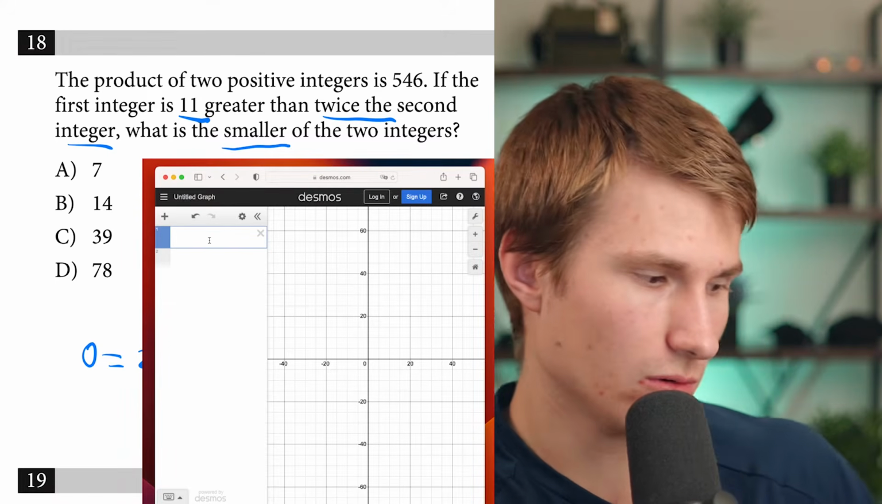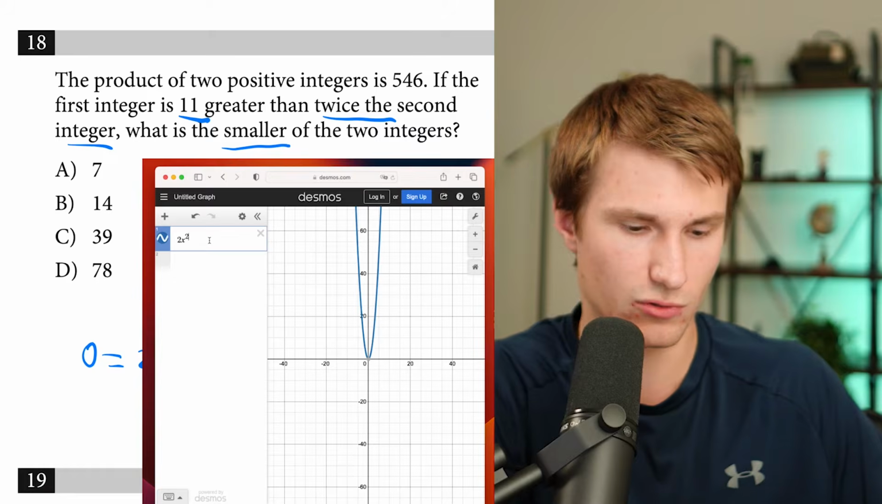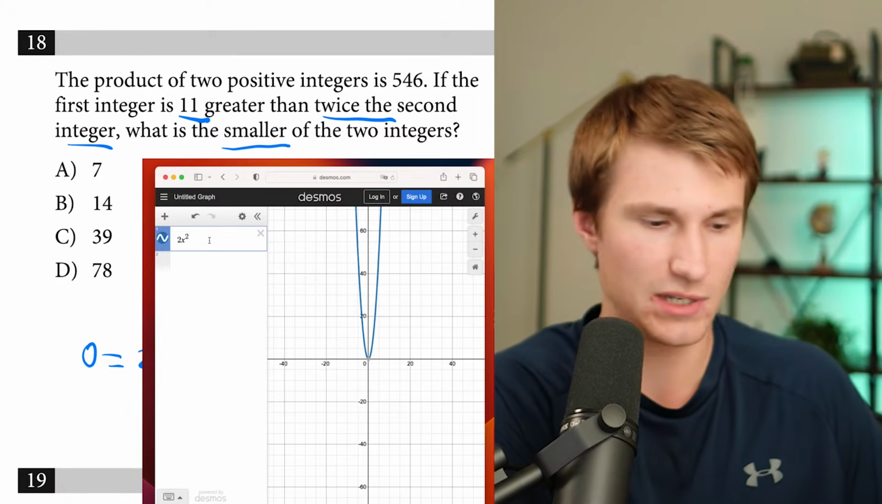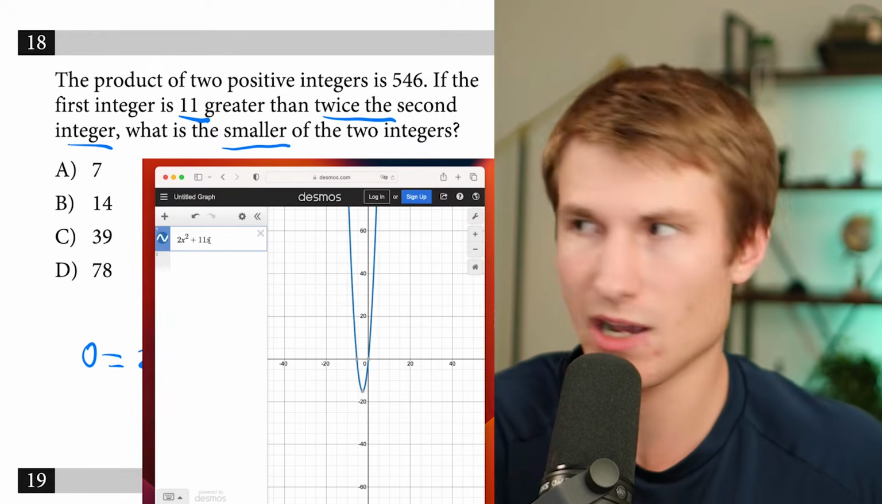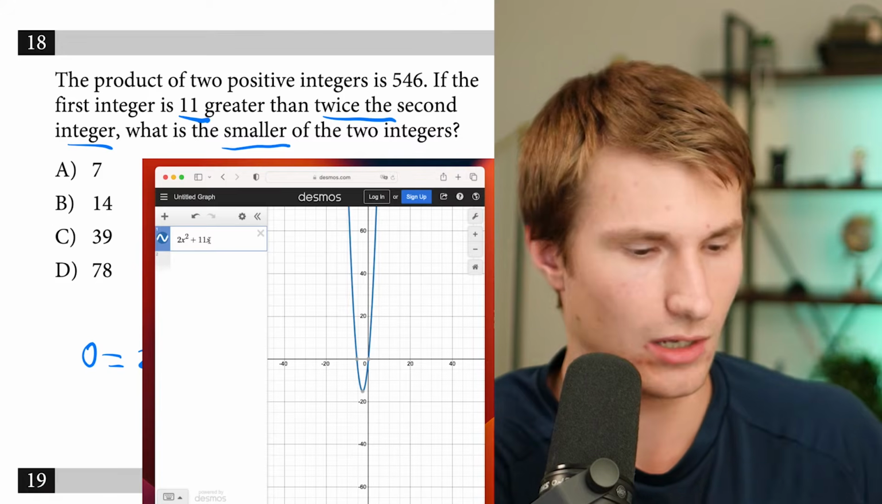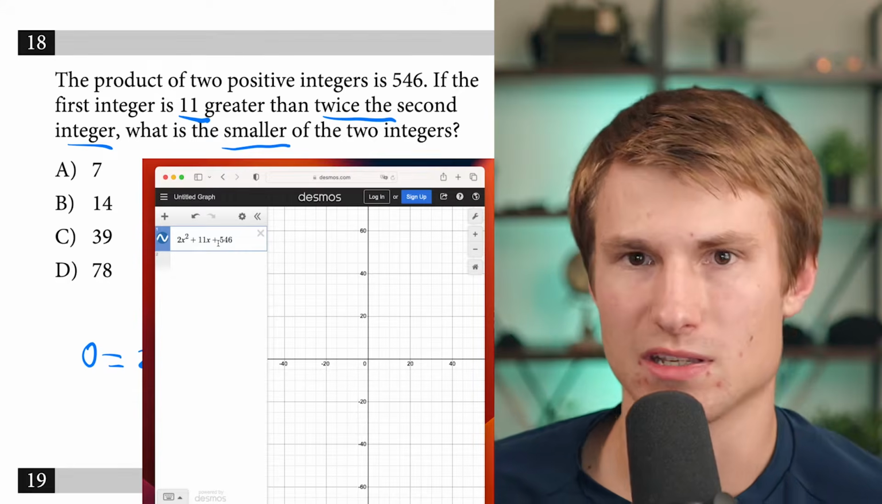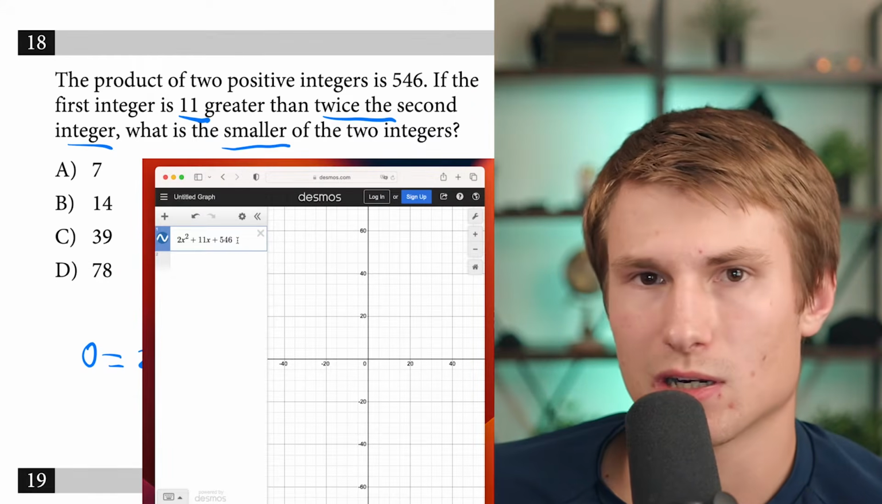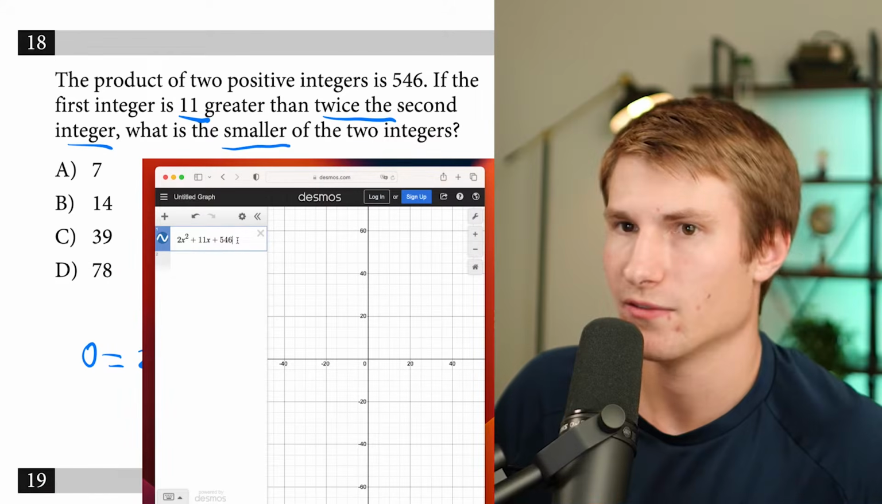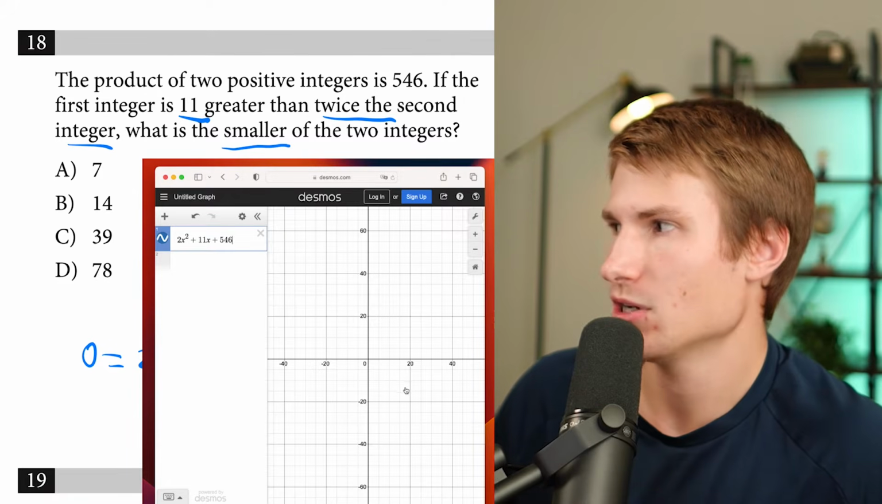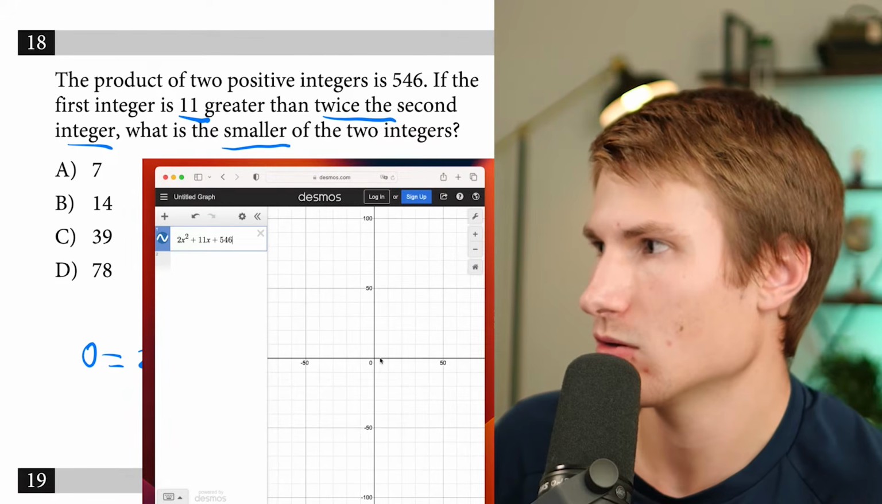So what I'll do is I'll go ahead and put in 2x squared, and then plus 11x. Keep in mind, I just put in x instead of s, which is not a big deal, as long as you know what you're doing with Desmos. So here you've got 2x squared plus 11x plus 546, and what we're going to do here is look for where it equals 0.